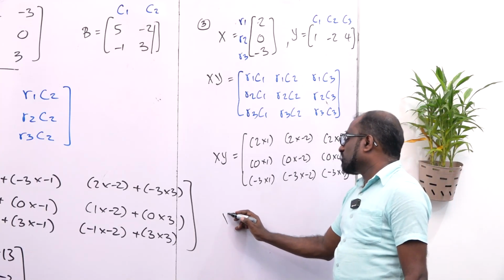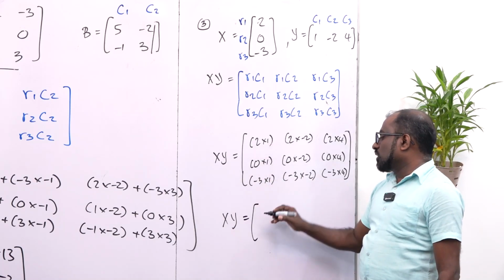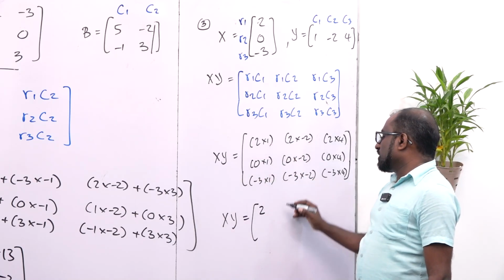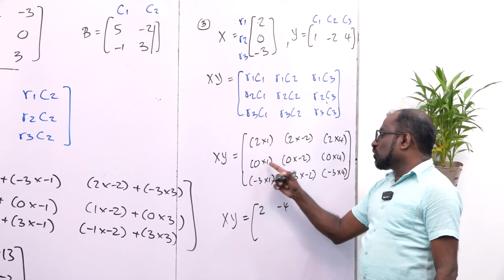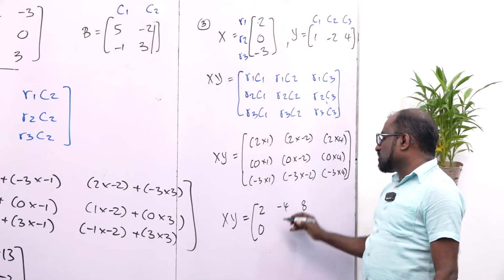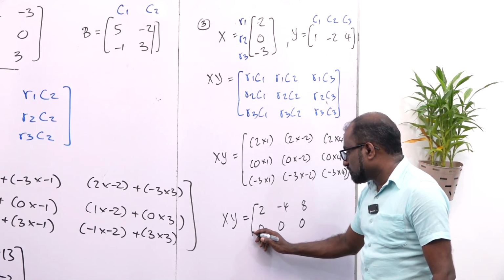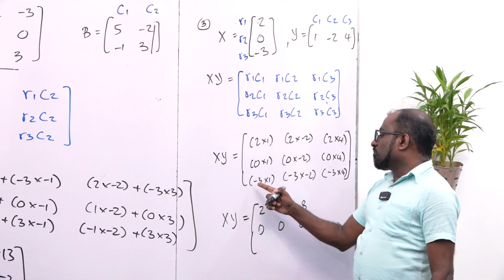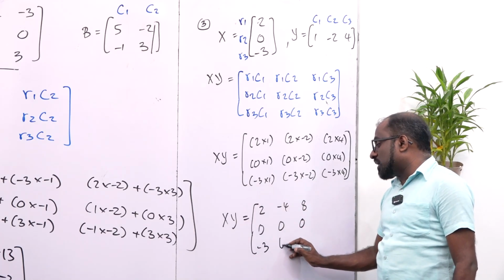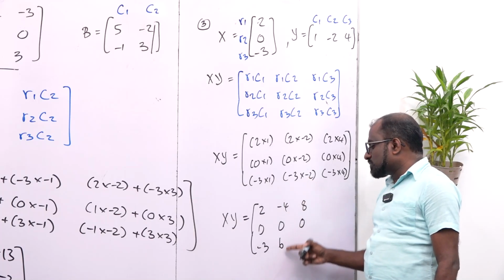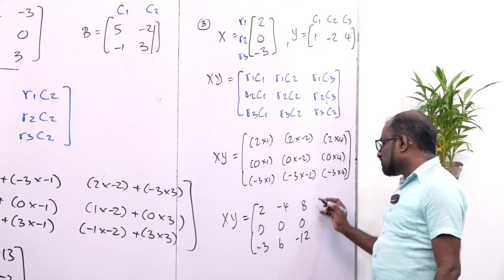Now simplify and write the answer XY. 2 times 1, 2. 2 times minus 2, minus 4. 2 times 4, 8. 0 times 1, 0. 0 times minus 2, 0. 0 times 4, 0. The third row: minus 3 times 1, minus 3. Minus 3 times minus 2, minus minus, same sign, that is plus 6. Next one, minus 3 times 4, minus 12.